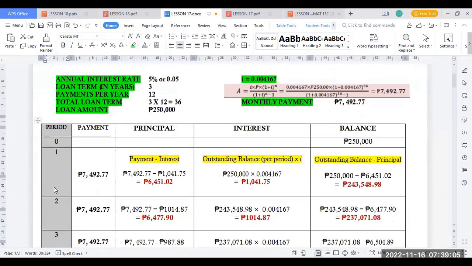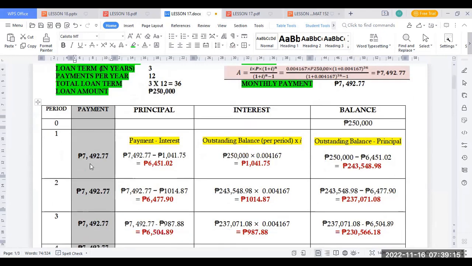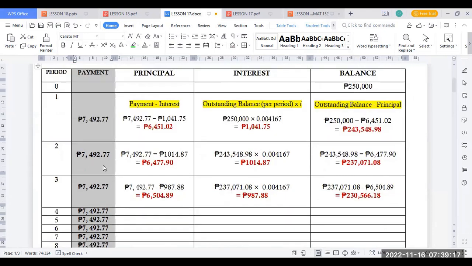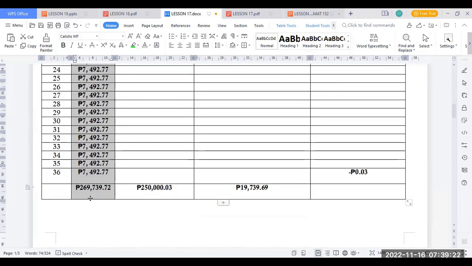And then for the second column, this is the payment, or the monthly payment. So every month, that's fixed yung amount, which is 7,492.77. Okay, hanggang period 36. And then, pag tinotal mo yan, that's 269,739.72. Yun na yung total interest.